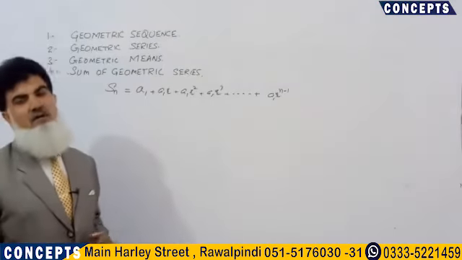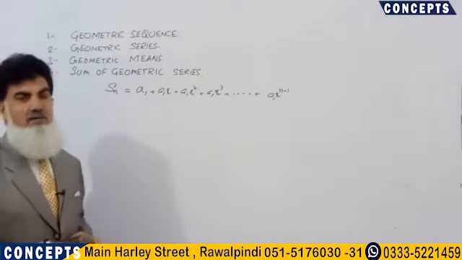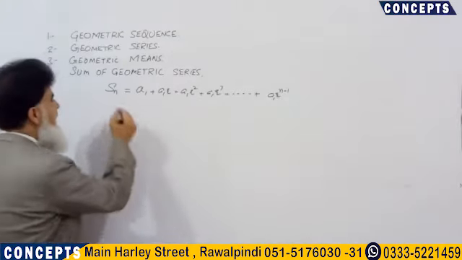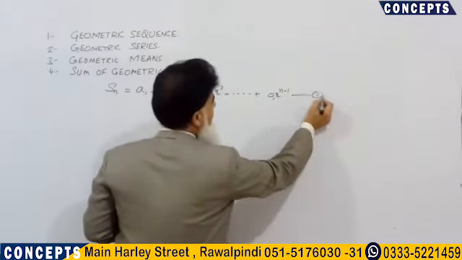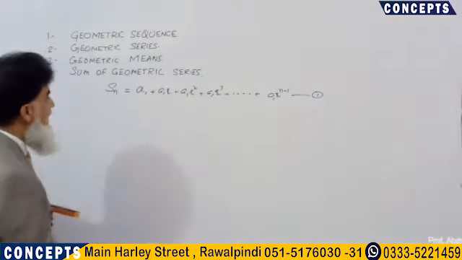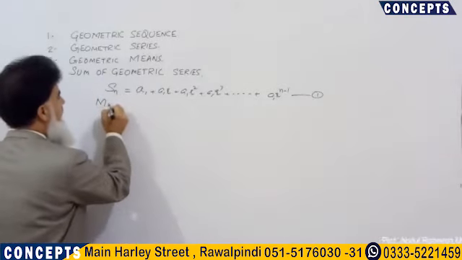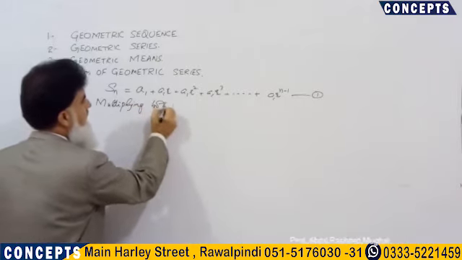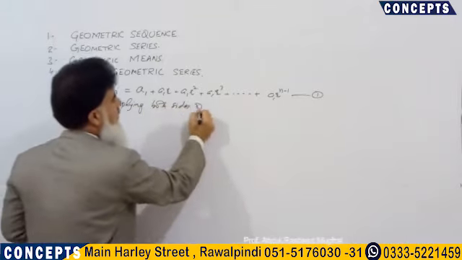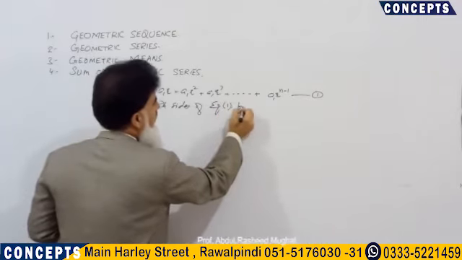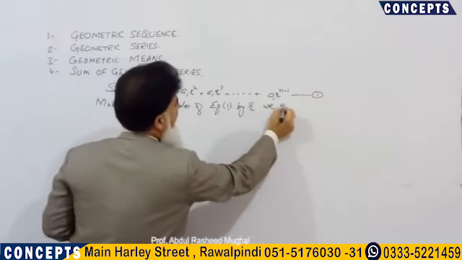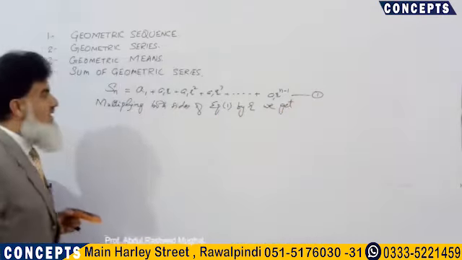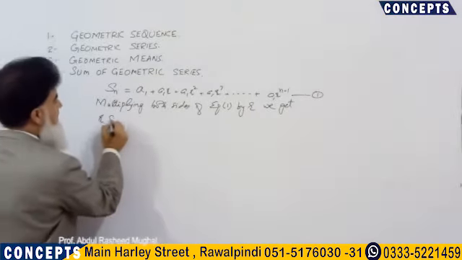Now we want to find out a formula for the sum of the geometric series. Let us take this equation as 1. Multiplying both sides by R. If we multiply both sides of equation number 1 by R, we get this relation.